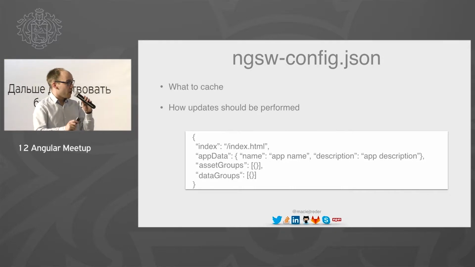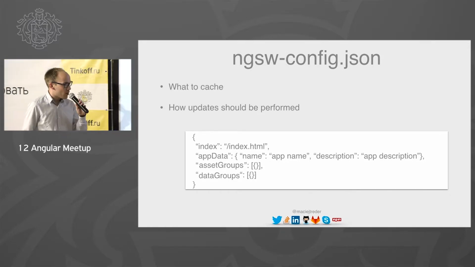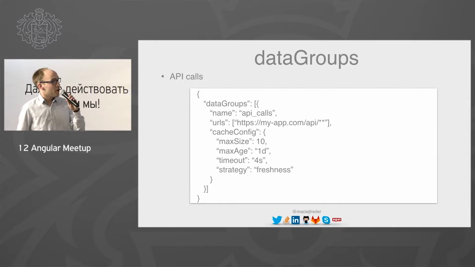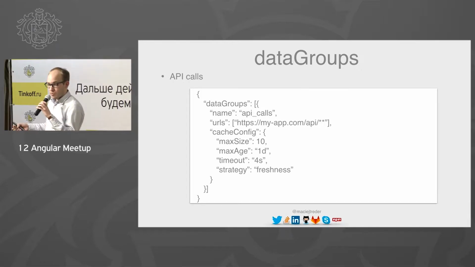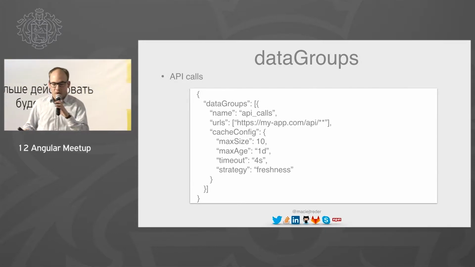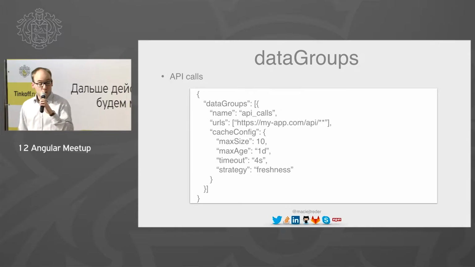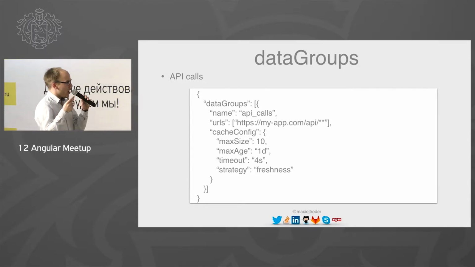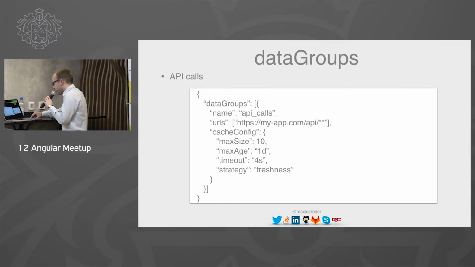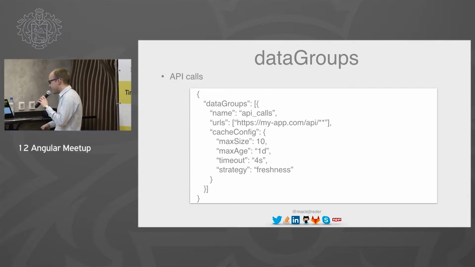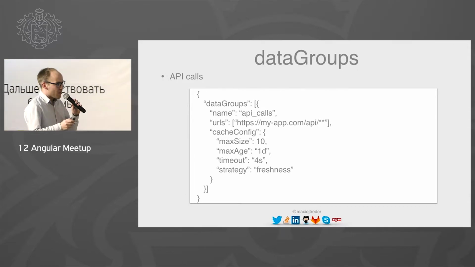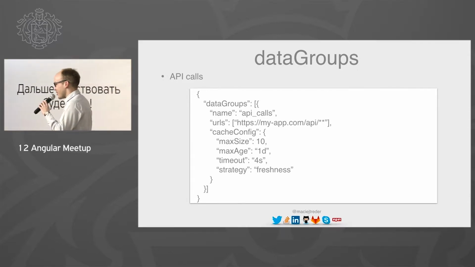Another thing which we have in this JSON file is data groups, and this is also about caching, but in this particular case, we are talking about external API calls. Usually it is data which you are feeding your app with. 2 strategies here: freshness and, I need to check, oh, I don't see my presenter notes. Freshness and the other one, which I have in summary, so it will appear, no worries.